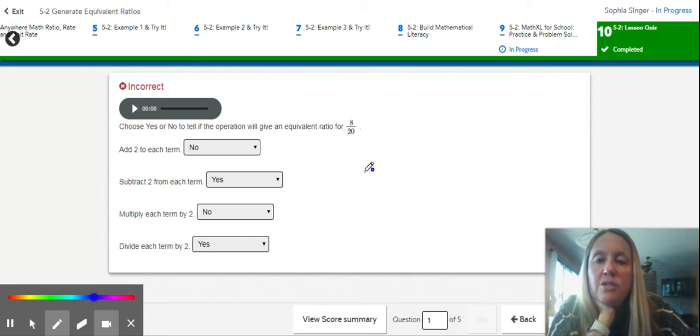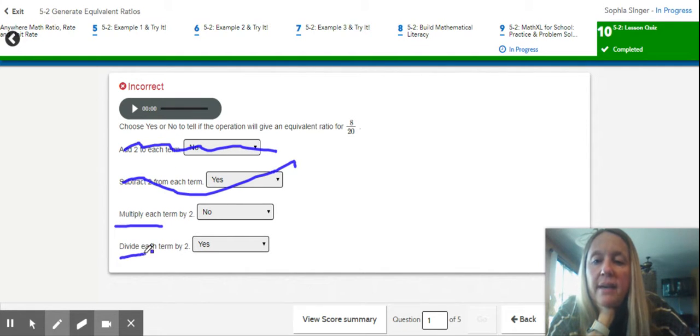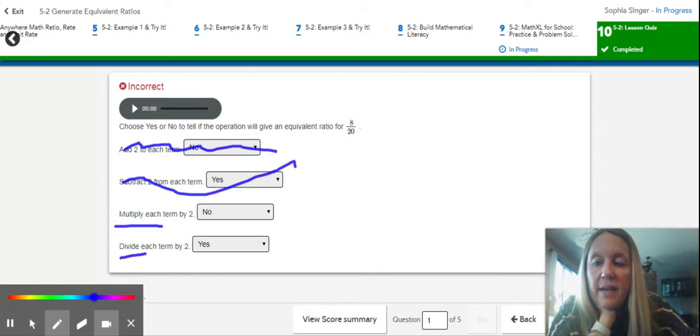For the first one, it says choose yes or no for a given if a ratio is equivalent. To make equivalent ratios, there's only two ways to do that. The only ways that you can make an equivalent ratio is to multiply or divide. If you add or subtract, that's not going to make an equivalent ratio. It's only multiply or divide.